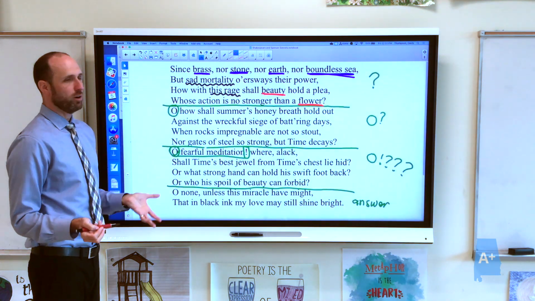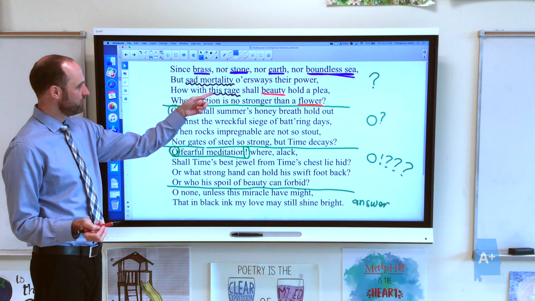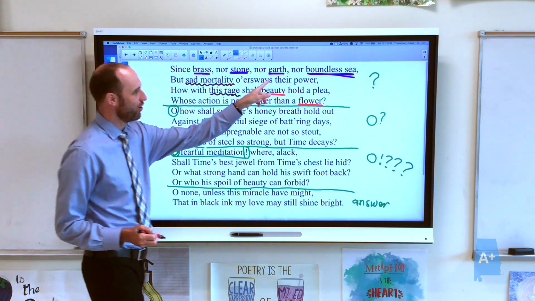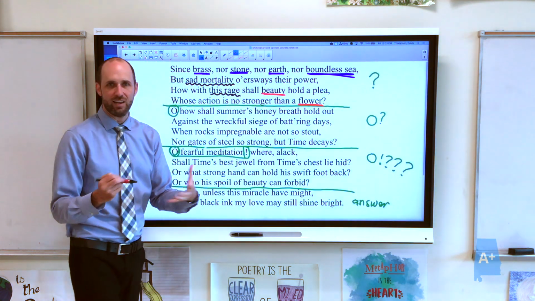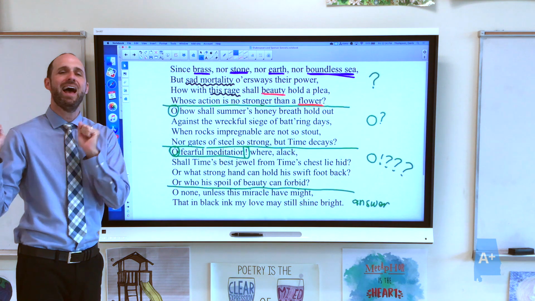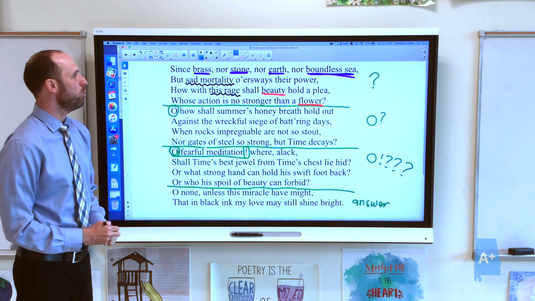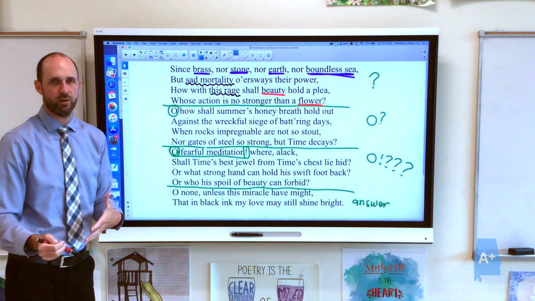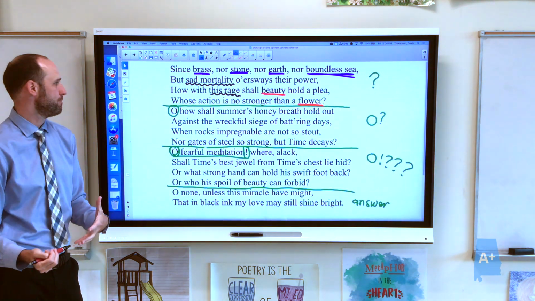So since flowers can't survive the raging of sad mortality, and neither can brass, stone, or earth, or boundless sea, he's meditating on how could beauty possibly survive. If strong things can't survive time, how could weak things do it? But I want you to see that the order is blue, black, red. Because watch what Shakespeare does in the next stanza as he tries to amp it up.